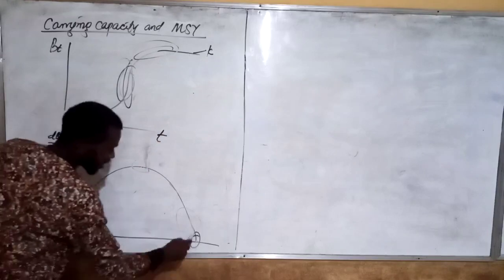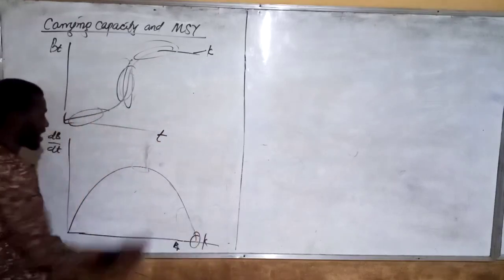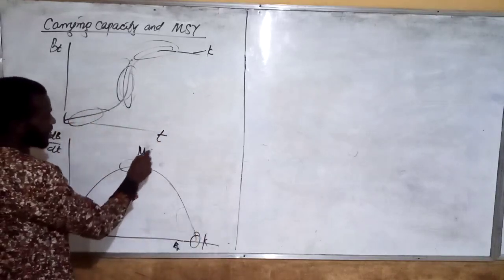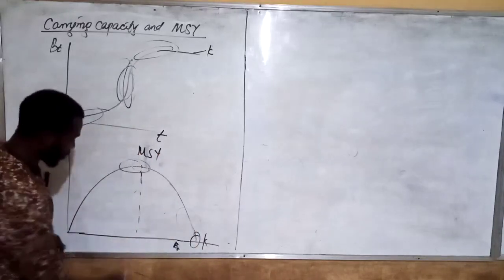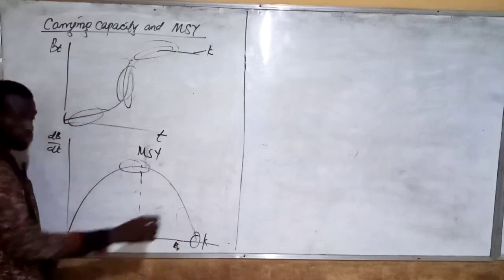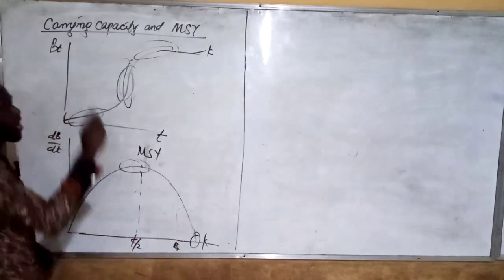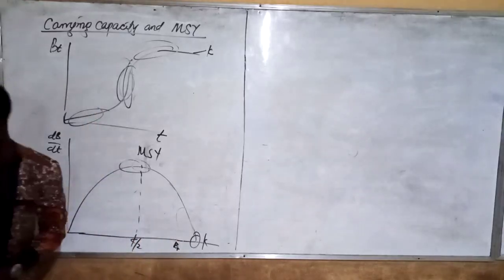So this point here corresponds to what? Carrying capacity. And this point corresponds to what? To MSY. So what does this show? This shows that the MSY point is the point that divides this into 2, that is, the point of K over 2. So how do we prove that mathematically?